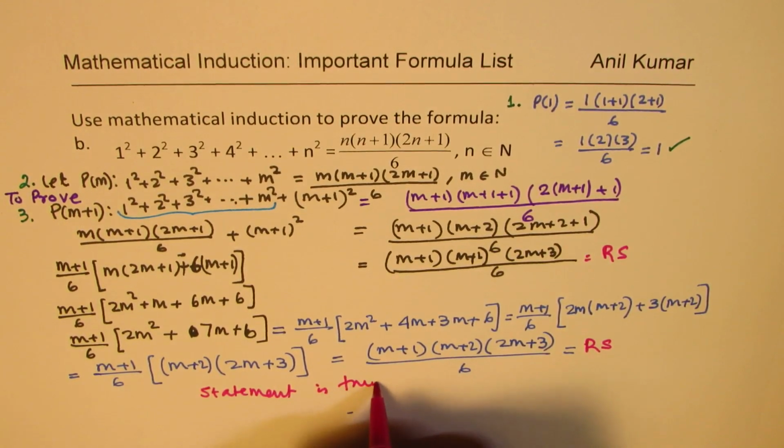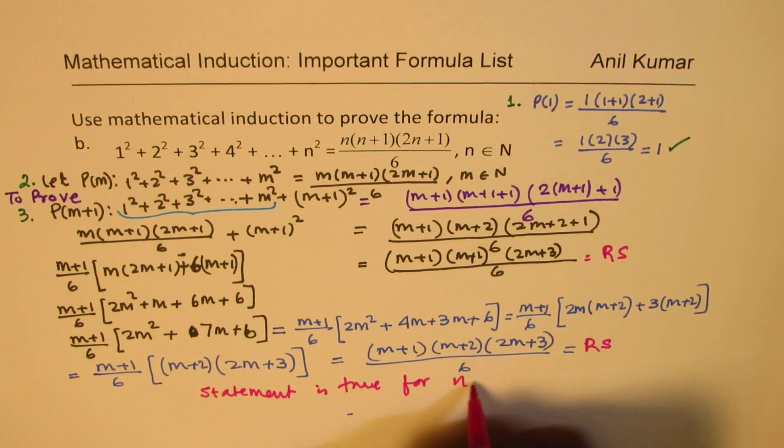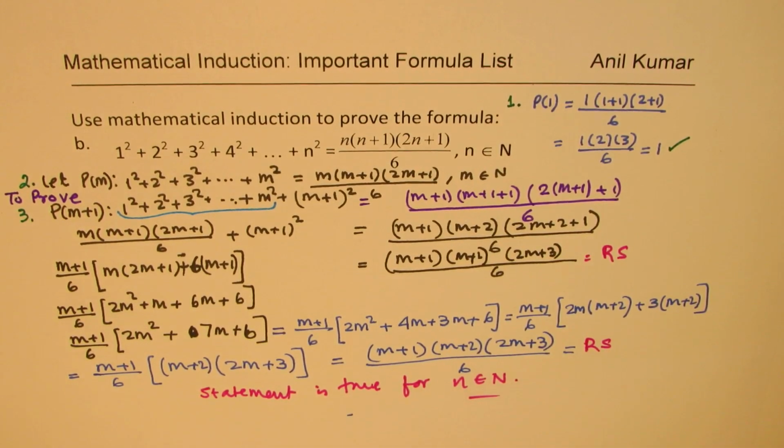Is true for n belonging to natural numbers. Is that okay? So the sum of squares formula for you now is n times n plus 1 times 2n plus 1 divided by 6. Now let's see what happens to the sum of cubes.